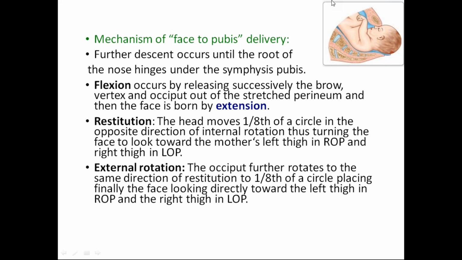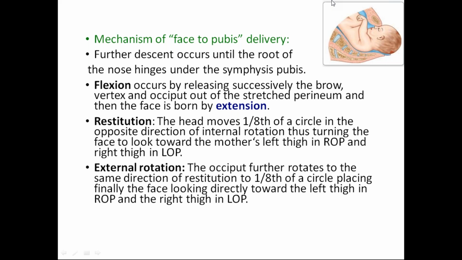It stretches the perineum. After this, the vertex and occiput release and it stretches the perineum, so here is the maximum stretch. Then the face is born by extension. Once the occiput comes out, then again the face will come out.